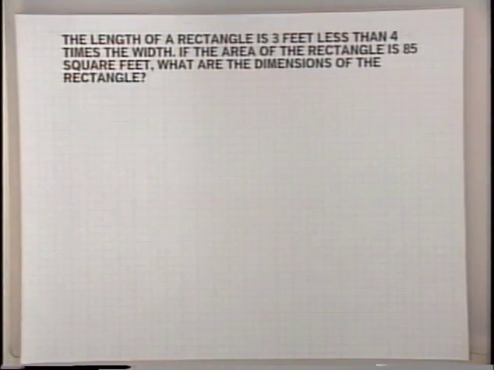I hope that you were very successful in working these two problems. Now, the next problems that we look at are going to be a little bit different. They're going to involve some geometry formulas that you have had in the past. Let's take a look. The length of a rectangle is 3 feet less than 4 times the width. If the area of the rectangle is 85 square feet, what are the dimensions of the rectangle?